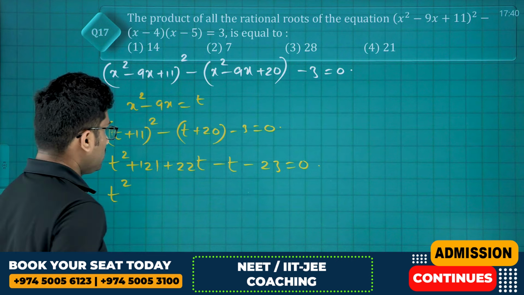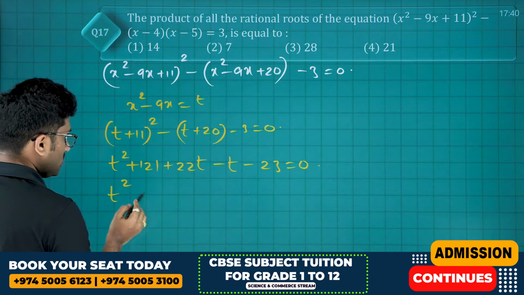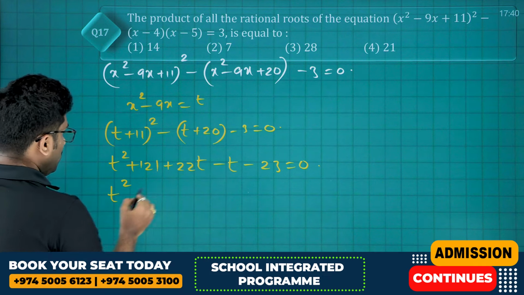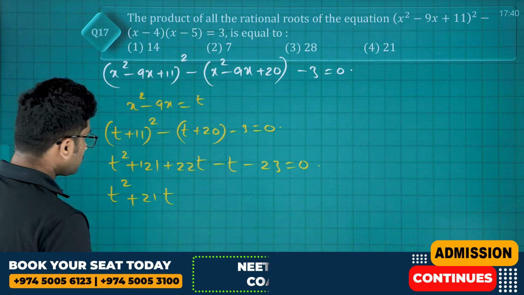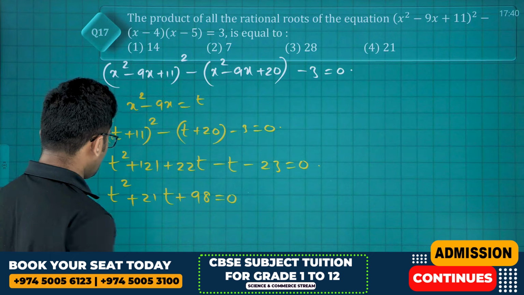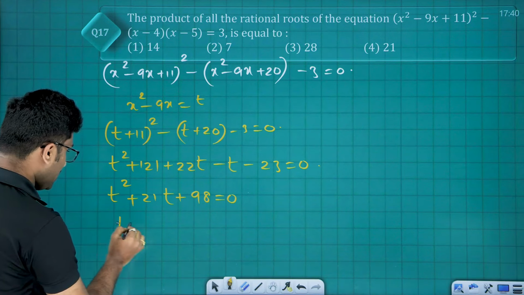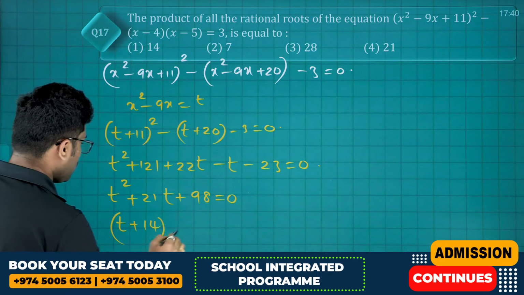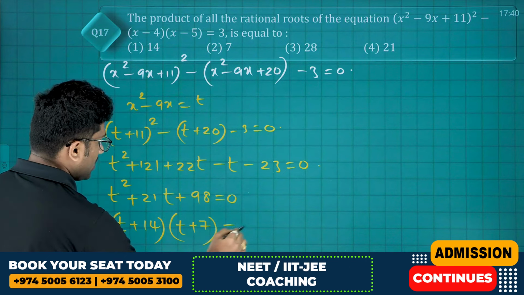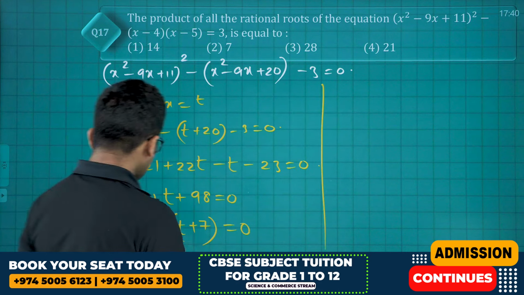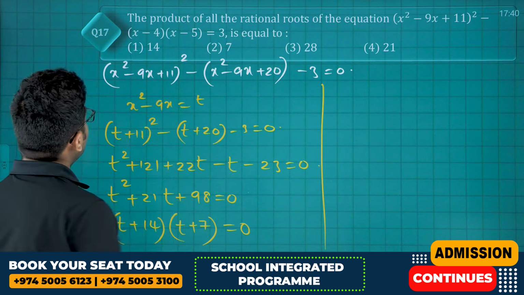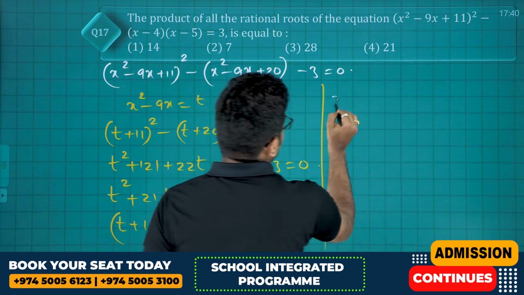T square minus 22t plus 121 minus 23t plus 98 is equal to 0. So we can clearly factorize it as (t minus 14) into (t minus 7), since 14 times 7 is 98. So what is t now?